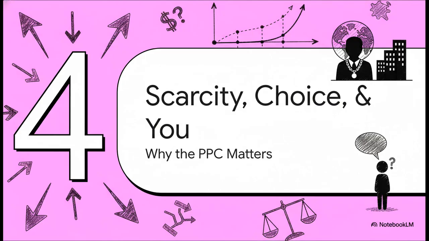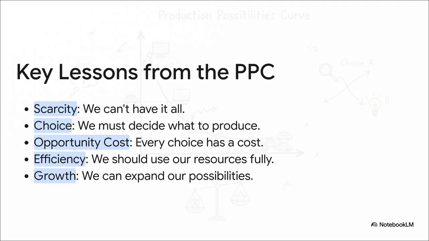Okay, we've covered a lot. Points, curves, shifts, opportunity cost. But let's zoom out for a second. What does this all really mean? Why should this simple little graph matter to you, or to our leaders, or to entire countries? Well, when you boil it all down, the production possibilities curve is basically a visual summary of 5 gigantic economic ideas. It's a constant reminder that scarcity is real, and because of it, we have to make choices.